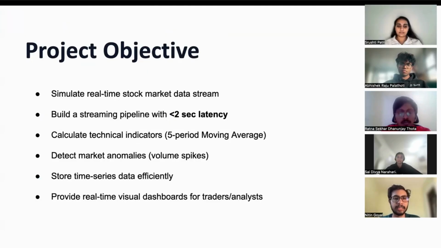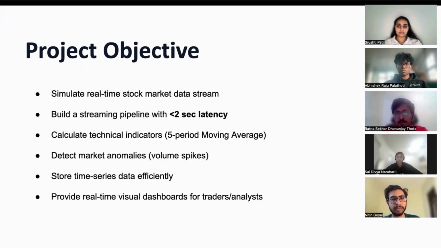Our project has six clear objectives. First, simulate real-time stock market data for five major tech stocks: Apple, Google, Microsoft, Tesla, and Amazon. Second, achieve low latency with less than 2 seconds end-to-end latency from data generation to visualization. Third, calculate a 5 period moving average in real time, a key indicator traders use to identify trends.